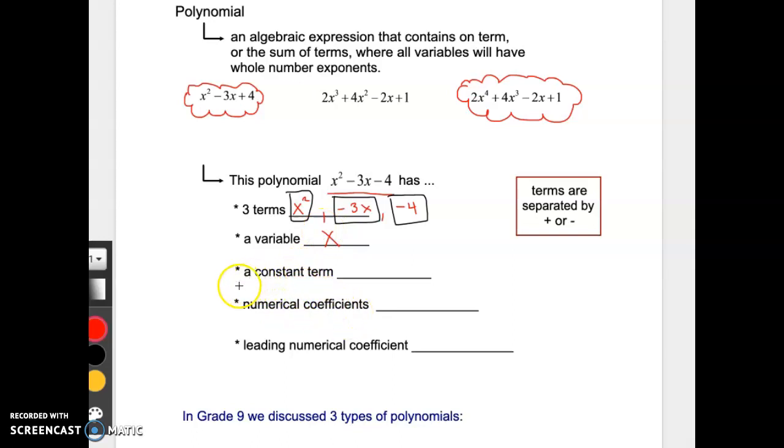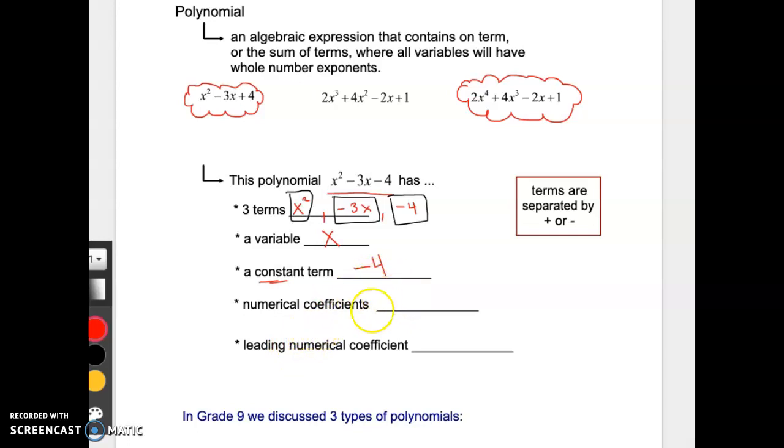The polynomial has a constant term, and that constant term is negative 4, okay? This constant term has no letters attached. It is solely a number, okay? And we include that negative sign with it.